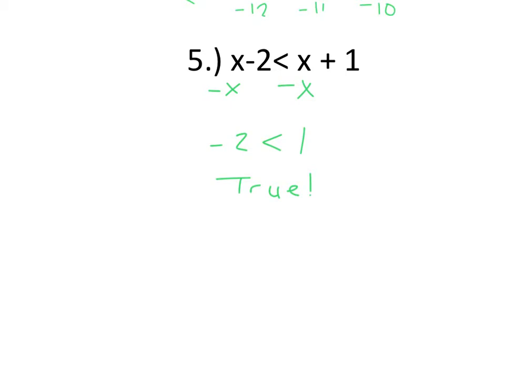Think about what that would mean here. On number 5, that would mean that every number we plug in for x will work. See, if I plugged in, say, 4, I would plug 4 here and 4 here. Well, 4 minus 2, here I'm subtracting 2 from 4. Here I'm adding 1 to 4.